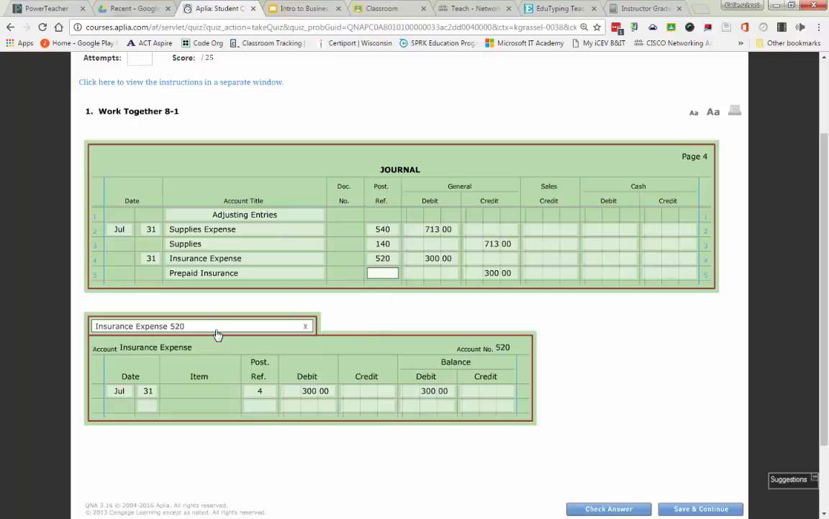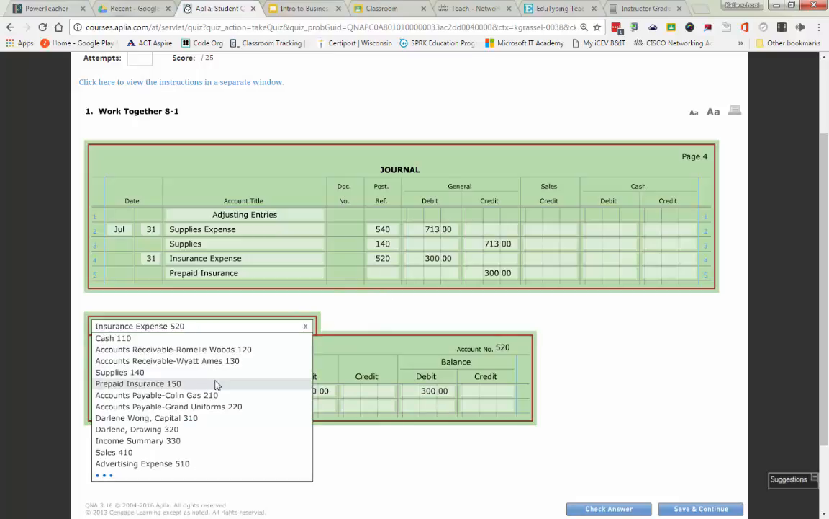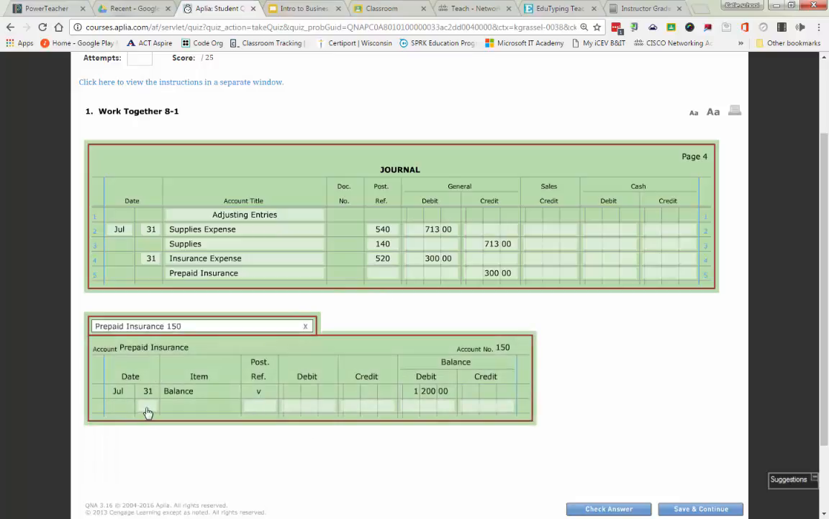I'm going to post to prepaid insurance next. Prepaid insurance is an asset account, account number 150. Remember, all asset accounts have an account number that starts with the number 1. Liabilities have an account number that starts with the number 2. The date's the 31st. Post reference is going to be 4. And then I'm going to go ahead and credit prepaid insurance $300.